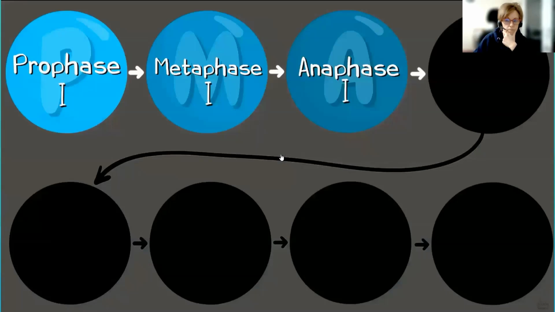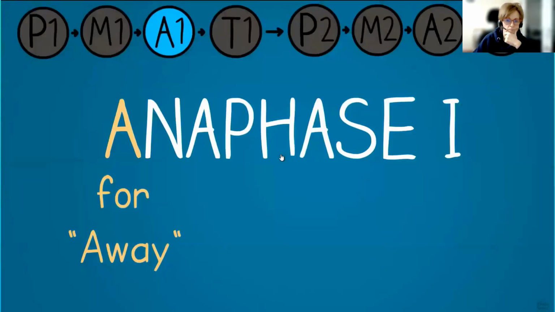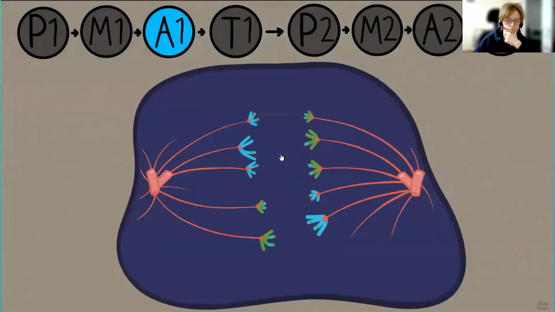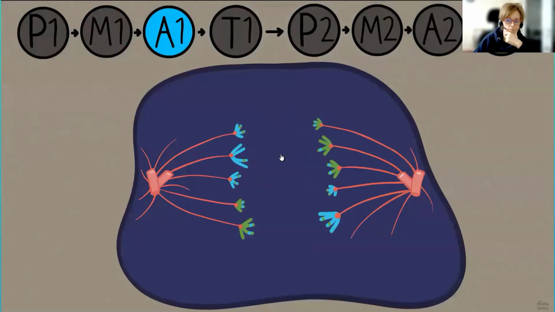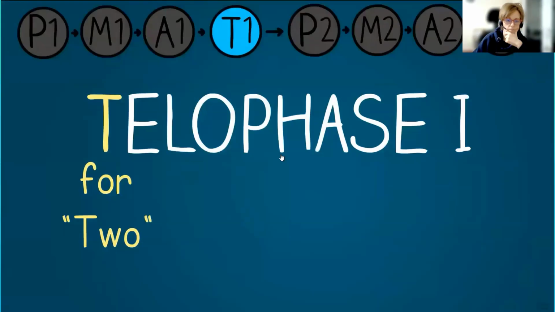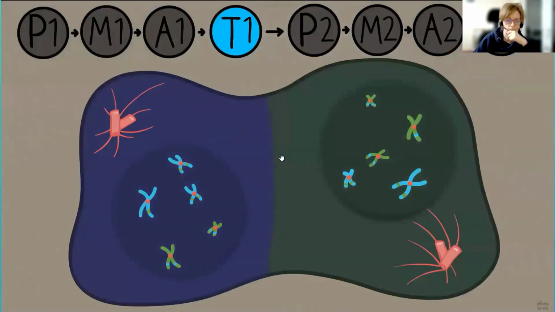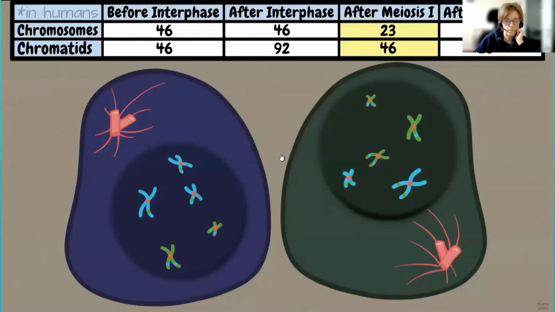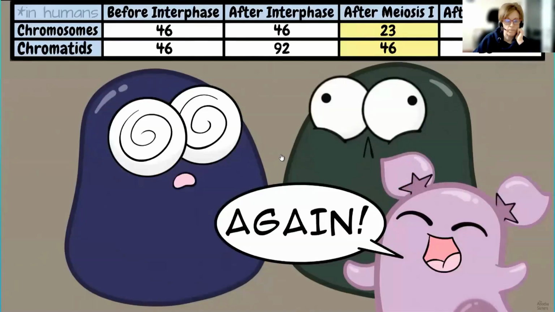Now during anaphase 1, think of A for away because the chromosomes are going to be pulled away by the spindle fibers. Then we end with telophase 1, where you have two newly formed nuclei, and it becomes obvious that you're going to end meiosis 1 with two new cells. Cytokinesis follows with splitting the cytoplasm. But we're not done yet.